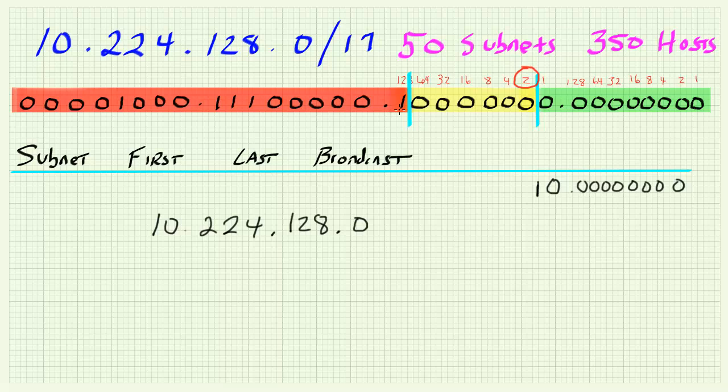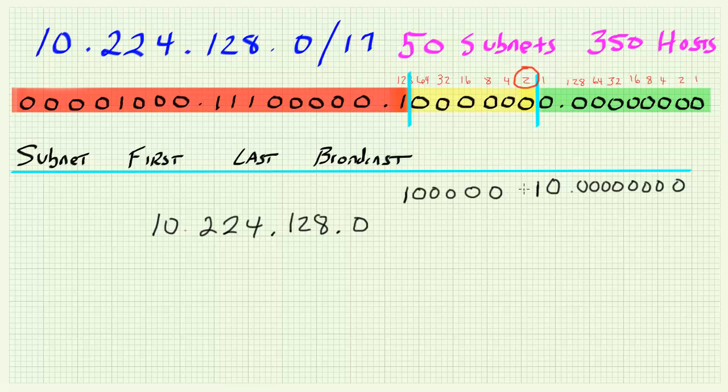We were given 10.224.128.0/17. We're dealing with a 17-bit prefix here. That's the 17th bit, and it's fixed. So it's always going to be set to a 1. So we just have to bring that down. So we've got a 1, and then we've got 1, 2, 3, 4, 5 zeros. Remember, we've got this bit turned on here.